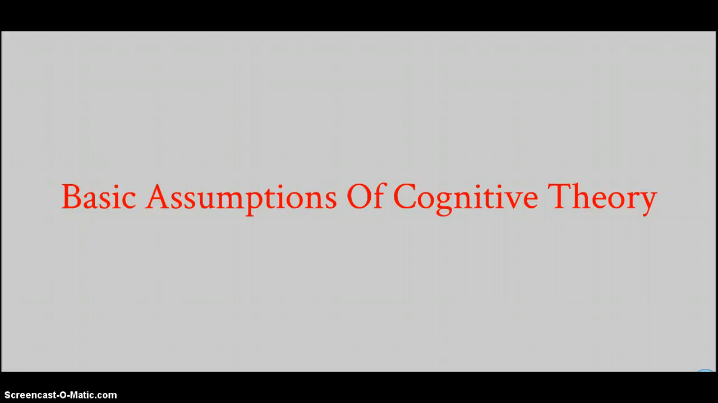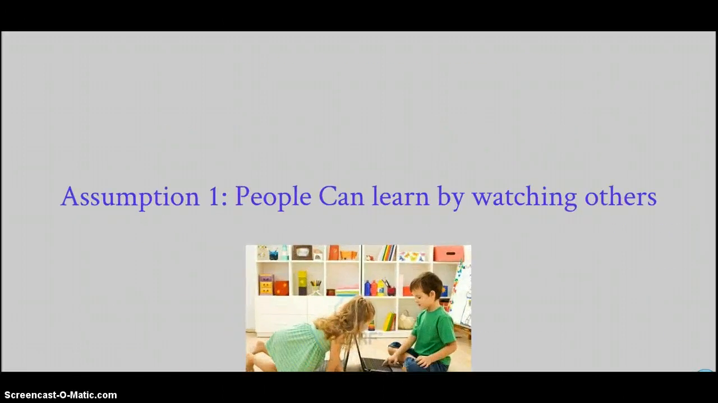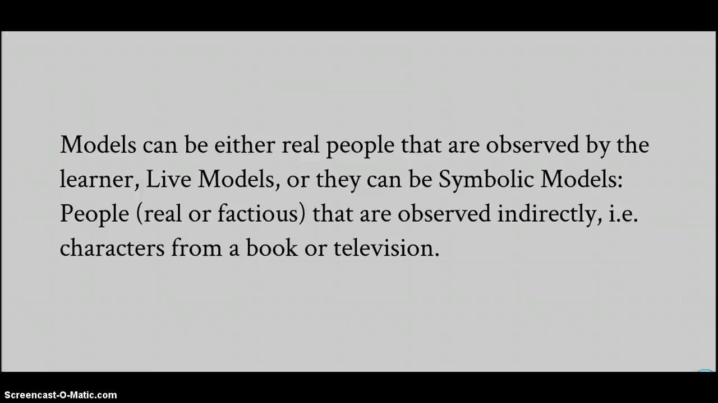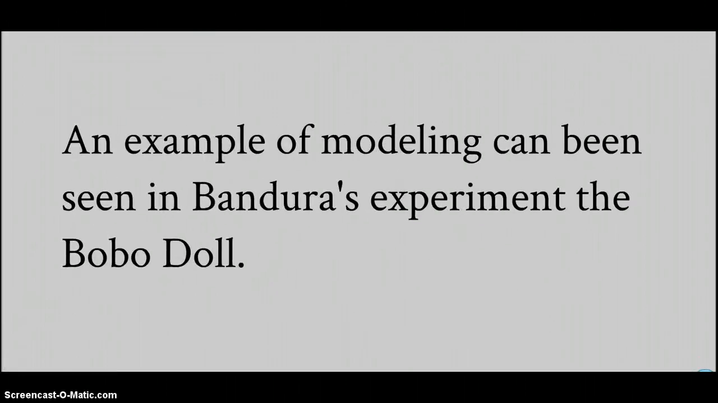Basic assumptions of cognitive theory. Number 1, the first assumption: people can learn by watching others. Social cognitive theorists believe that aside from personal trial and error, people can learn from observing others or models. Models can be either real people that are observed by the learner, live models, or they can be symbolic models, people real or fictitious that are observed indirectly, like characters from a book or a television show. An example of modeling can be seen in Bandura's experiment, the Bobo doll.